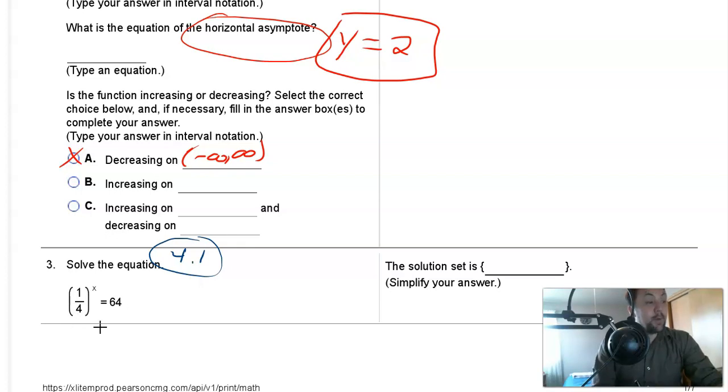The way we're going to change both of them is to make both of them have a base of 4. That's the easy thing to do here. 64, we can write as 4 to the 3rd power. And then 1/4, I can flip that base over. The rule, however, is if you flip a base over, you have to change the sign of the exponent. And so the exponent becomes negative x instead of positive x.